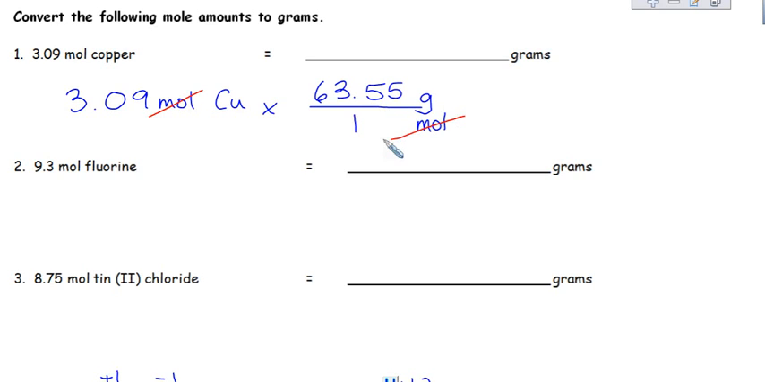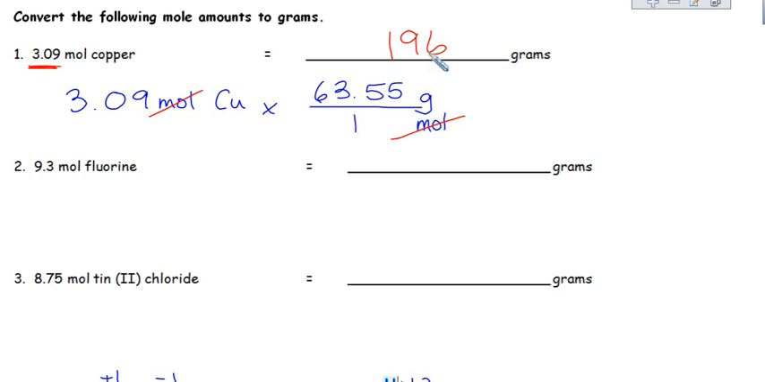We're going to multiply across. I plug this in my calculator. For sig figs, we can leave the number of figures in the original. So I'll leave 3 significant figures. 196 grams. Not bad, huh? These are great, and they make sense. If every 1 mole of copper weighs 63.55 grams, and I have 3 moles of copper, you multiply by 3.